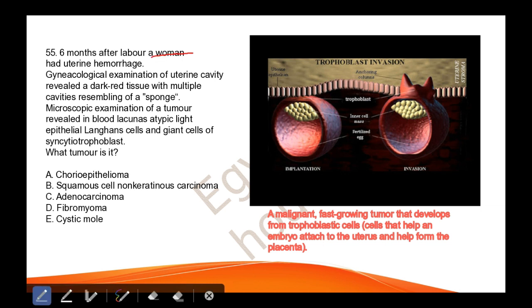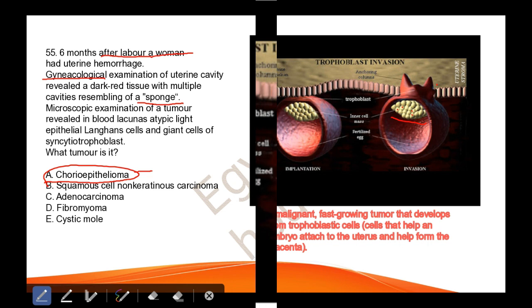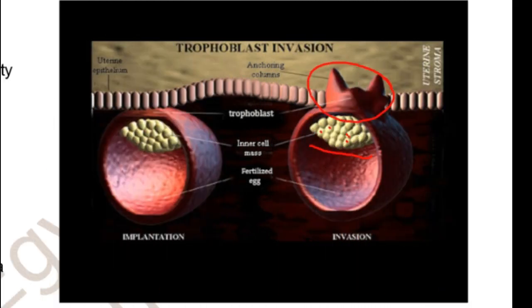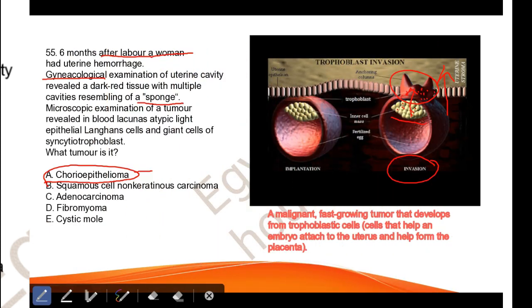So here a woman, after giving birth, was diagnosed with a gynecological problem, which is chorioepithelioma, a cancer problem actually. And here you can see the spongy appearance of these cells, and here we have plenty of these cells. As you can see, they are outgrowing, differentiating and dividing to penetrate the uterine epithelium. So this is the invasion stage of the cancer.